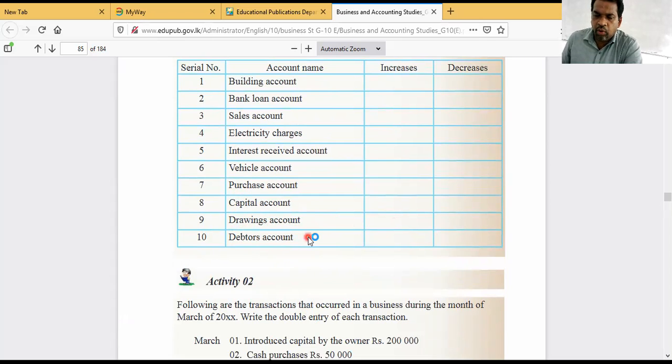Debtors account, you know, if the business has sold goods on credit, then they will create another asset called debtors. It comes under asset, therefore increase DR, decrease CR.